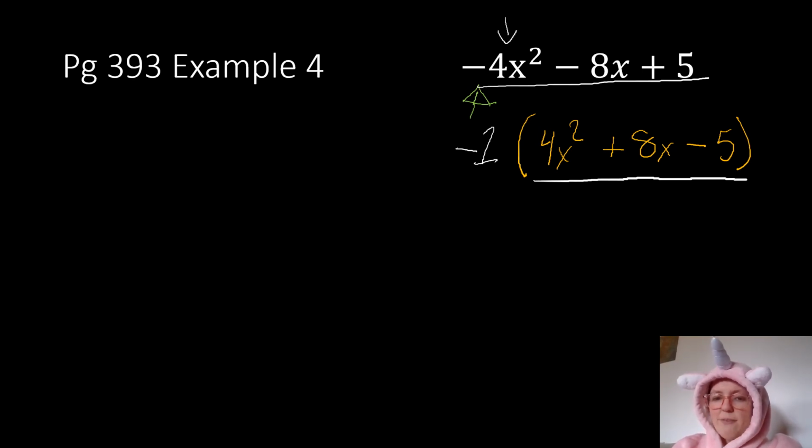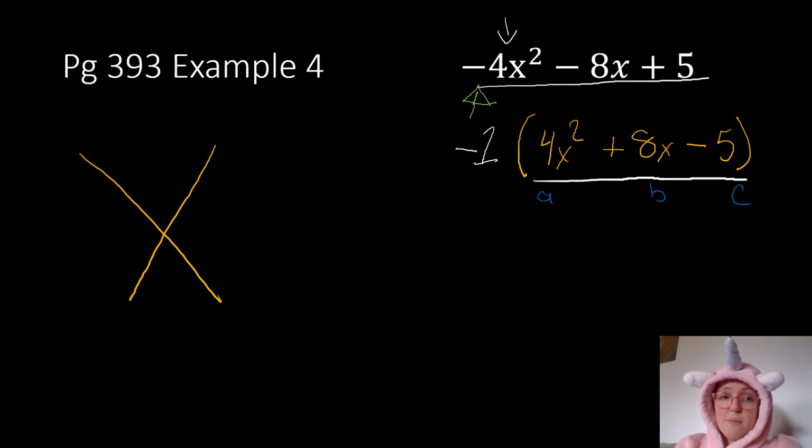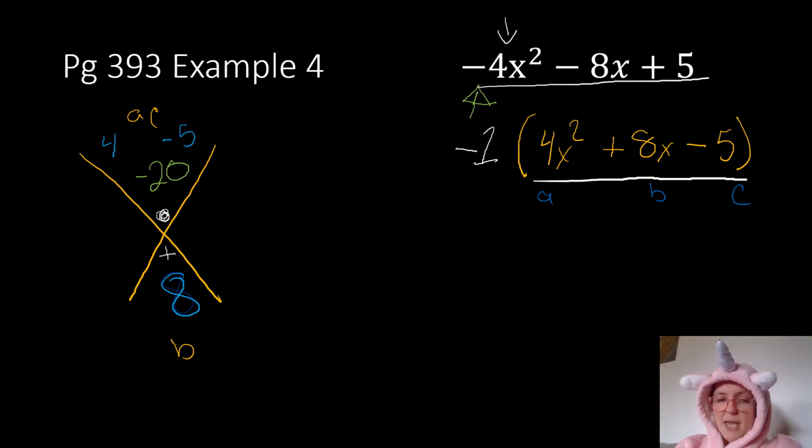All right, so after that, we treat it just like we did before. We've got our A, our B, and our C. We're going to go into our X frame with our AC on top and our B on the bottom. Our B being that number 8, and our A term being 4, our C term being -5, which means 4 times -5 gives us -20. So now we need things that multiply to make -20 and add to be 8.